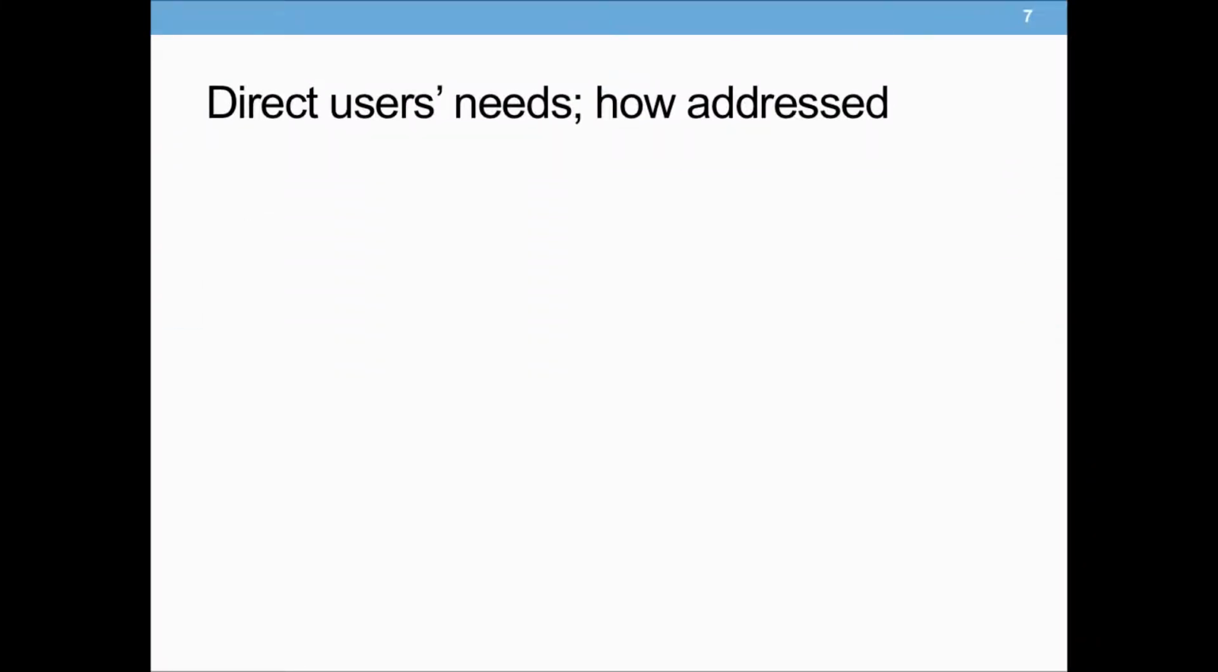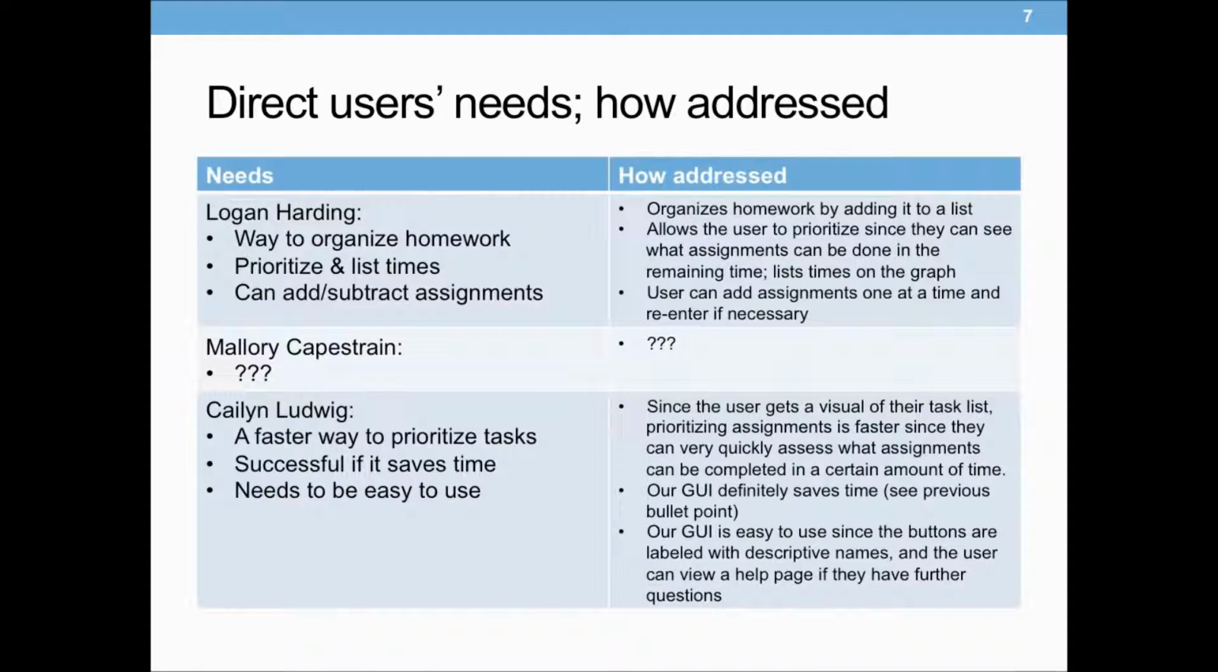So now we'll go through the direct users' needs and how we address them. We had 3 direct users: Logan Harding, which is mine, Mallory Capistrain, which was Nina's, and Caitlin Ludwig, which was Tyler's. Logan wanted a way to organize his homework, prioritize, and be able to add and subtract, so make it user-friendly. Ours does address all that. You can organize your homework because, based on time, you can see what things are more important than others. It allows the user to prioritize things by time, as you can see it visually. And the user can add things and re-enter them if necessary using the text boxes.